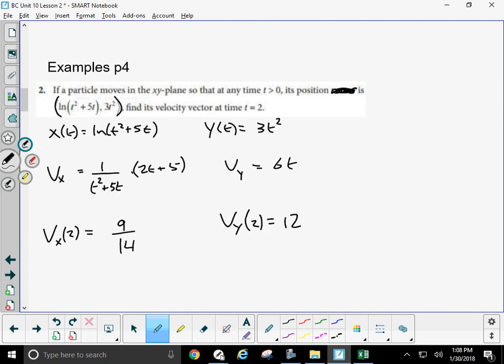And this would be 12. And you'd list that off as a vector. V sub t at 2 is 9/14, comma 12. Okay? Mostly notation.